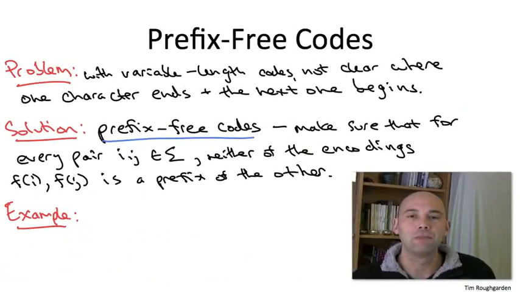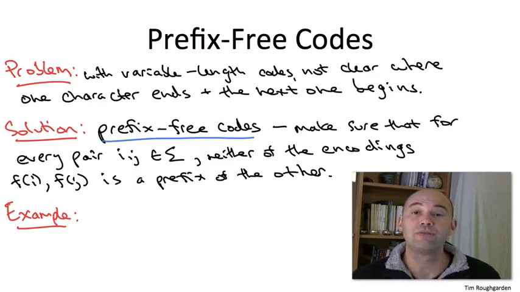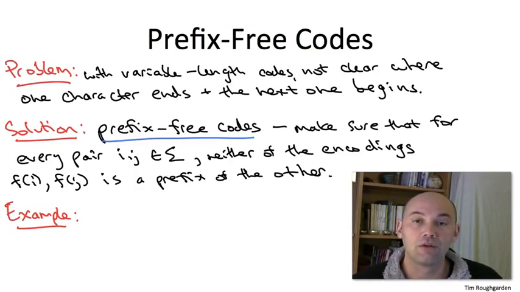So to solve this problem, that with variable length codes and without further precautions, it's unclear where one symbol ends and where the next one begins, we're going to insist that our variable length codes are prefix free. What this means is when we encode a bunch of symbols, we're going to make sure that for each pair of symbols I and J from the original alphabet sigma, the corresponding encodings will have the property that neither one is a prefix of the other.